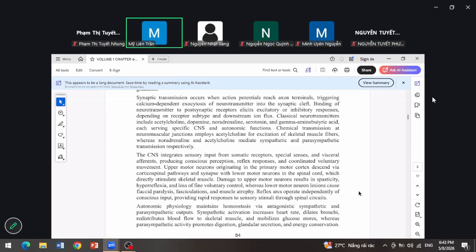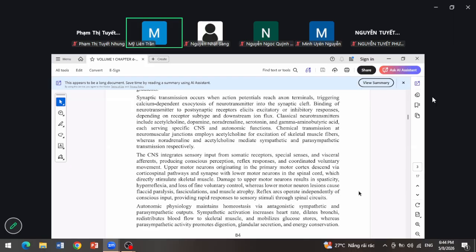Upper motor neurons originating in the primary motor cortex descend via corticospinal pathways and synapse with lower motor neurons in the spinal cord, which directly stimulate skeletal muscle. Damage to upper motor neurons results in spasticity, hyperreflexia, and loss of fine voluntary control, whereas lower motor neuron lesions cause flaccid paralysis, fasciculations, and muscle atrophy.